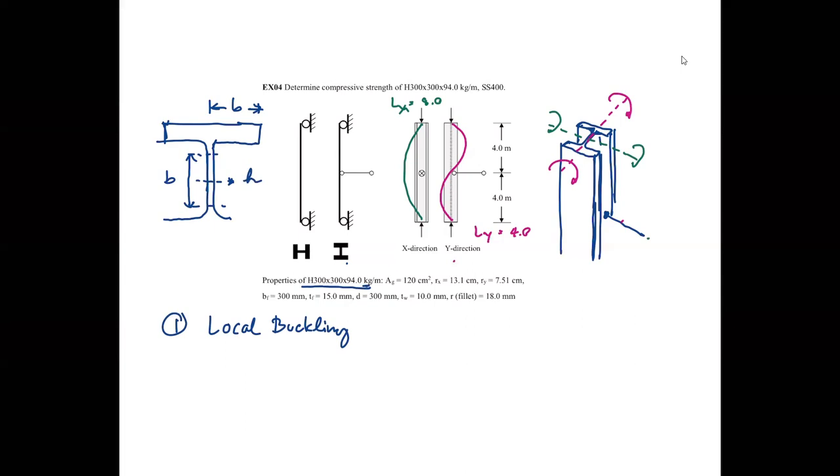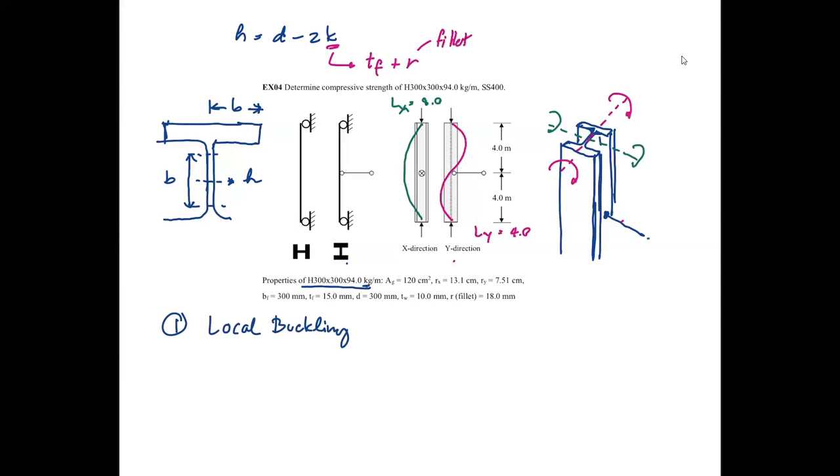So basically H is equal to the depth minus 2K, right? And K here, oops, sorry. K here is the thickness of the flange plus the radius of your fillet. Remember, this is the fillet.